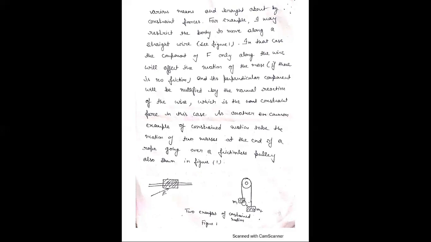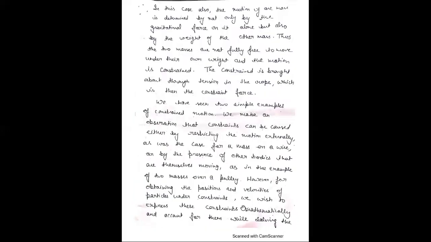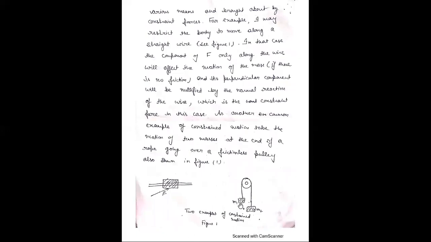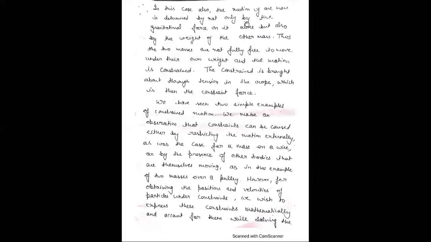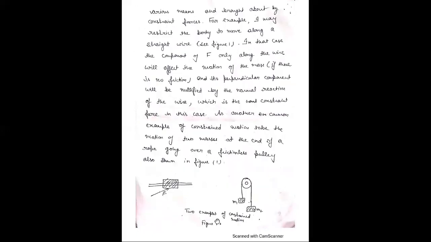This is the pulley. Now, in this case, the motion of the mass is determined not only by the gravitational force, because on M1 there is a gravitational force, and on M2 also there is a gravitational force. The motion of the object is determined not only by gravitation but also by the weight of the other mass, meaning M1 is affected by the weight of M2, and M2 is also affected by M1. Therefore, this is a constraint.